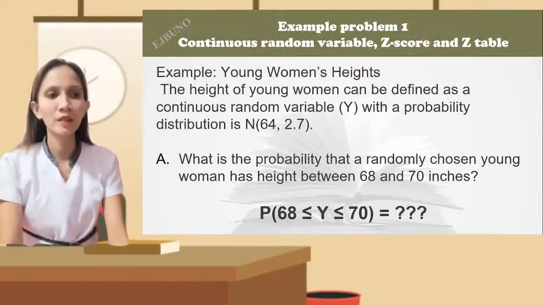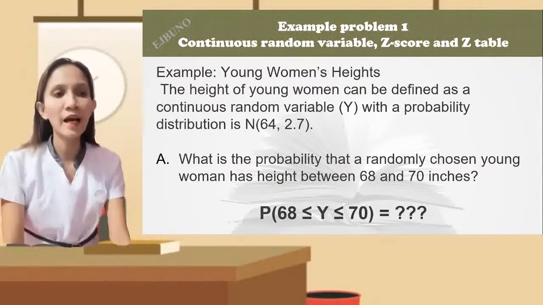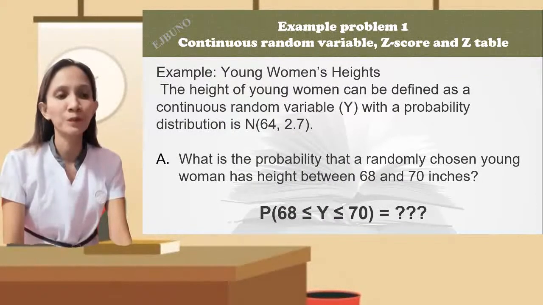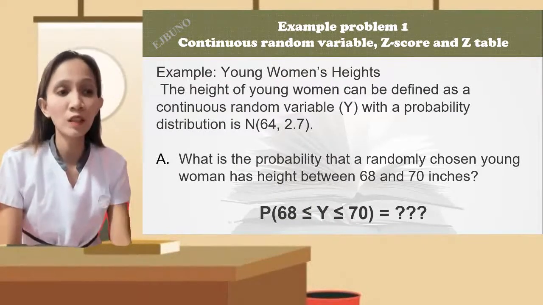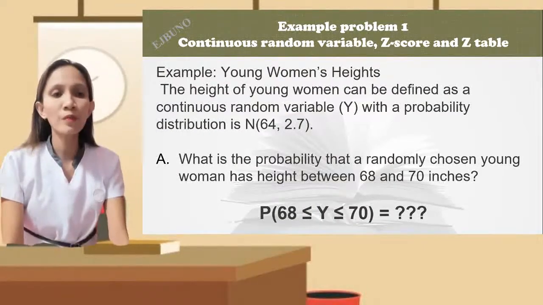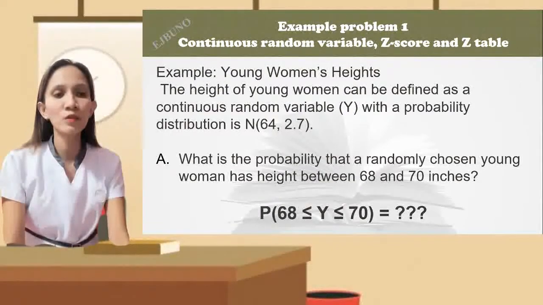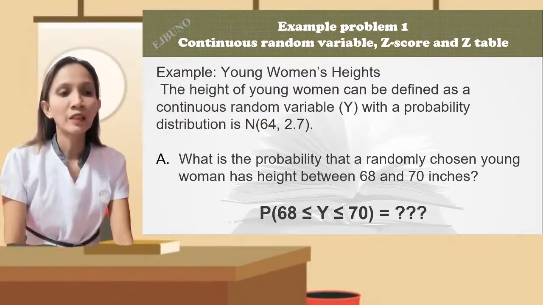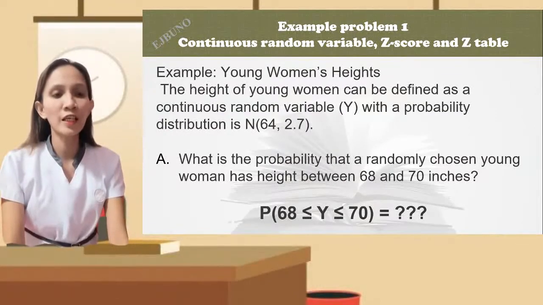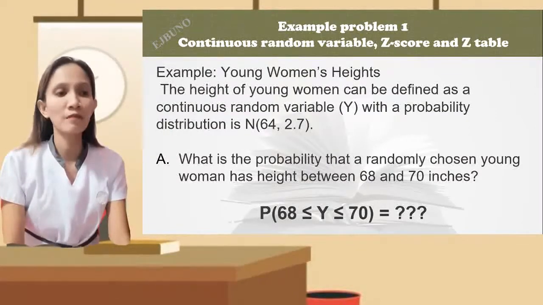Example number 1, a young woman's height. The height of a young woman can be defined as a continuous random variable with a probability distribution, where 64 is the mean and 2.7 is the standard deviation. What is the probability that a randomly chosen young woman has a height between 68 and 70 inches? Our probability is P(68 ≤ y ≤ 70).